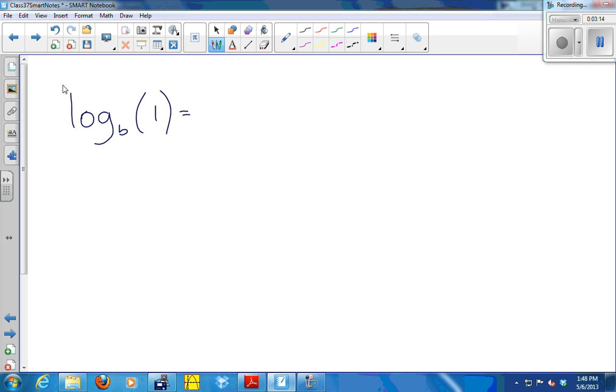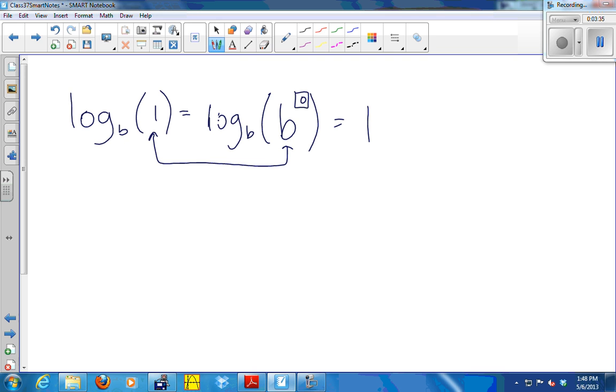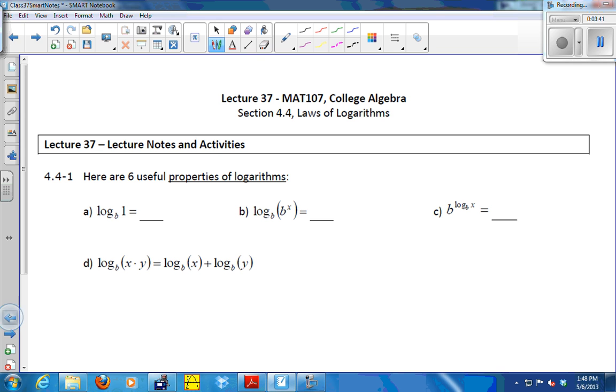Okay, because this is asking me to rewrite 1 as b to the something. So how do I rewrite 1 as b to some power? What should my exponent be? 0, because anything to the 0 is 1. Now my bases match, and I get 0. So log any base of 1 is always 0.